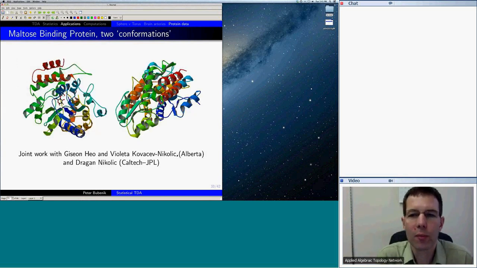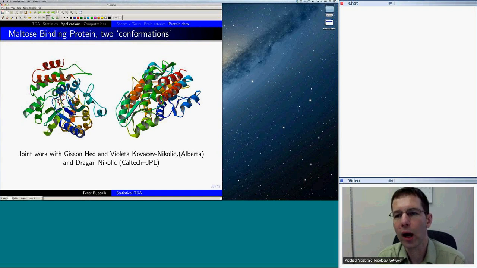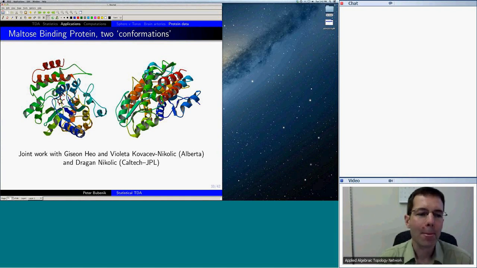The next example I'd like to look at is coming from protein data, and this is joint work with Gi-San Ho and her student Violetta at the University of Alberta, together with Dragan Nikolic, who's at JPL at Caltech. It's an important protein in E. coli, and it shuttles sugar molecules across the cell membrane. Under its functions, it has various shapes that it takes, or conformations is the word for it. And here you see two of them.